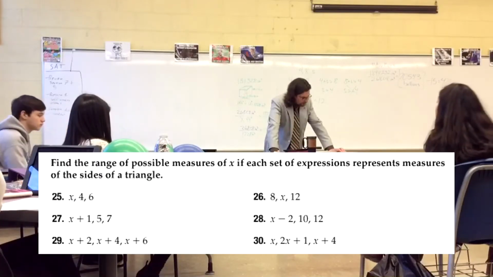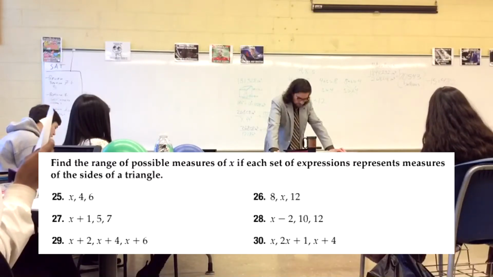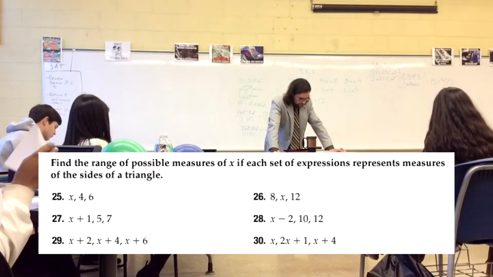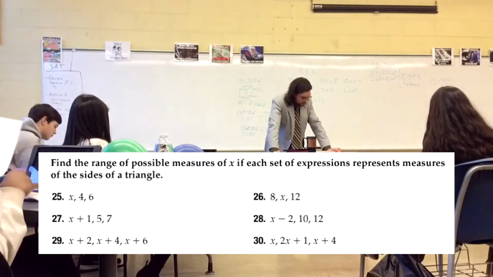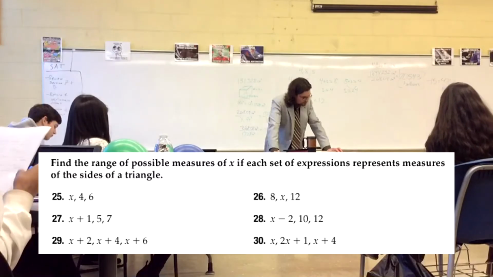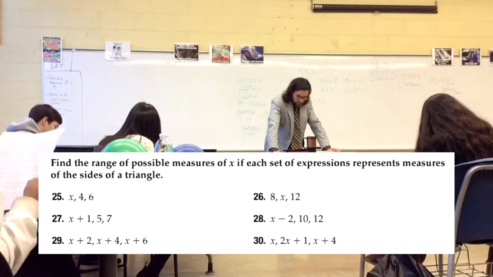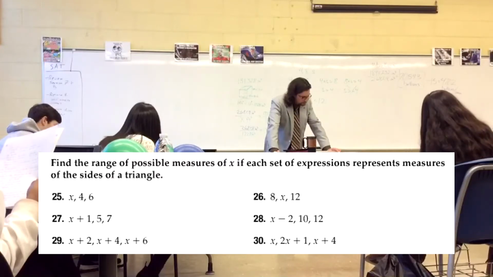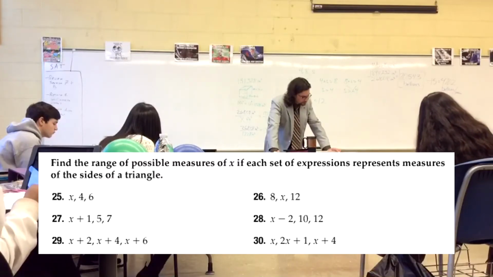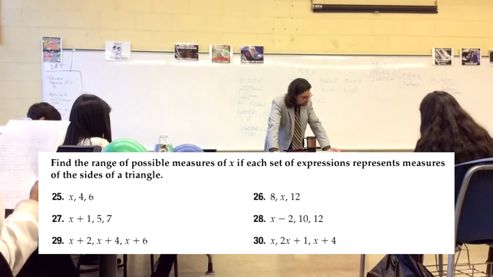In 25, your range is between 2 and 10. 26, it's between 4 and 20. In 27, it's between 1 and 11. And in 28, it's between 4 and 24. 24 is between 20 and 200. You okay with that?